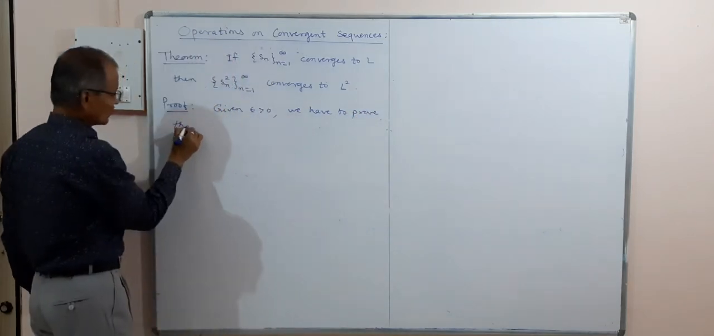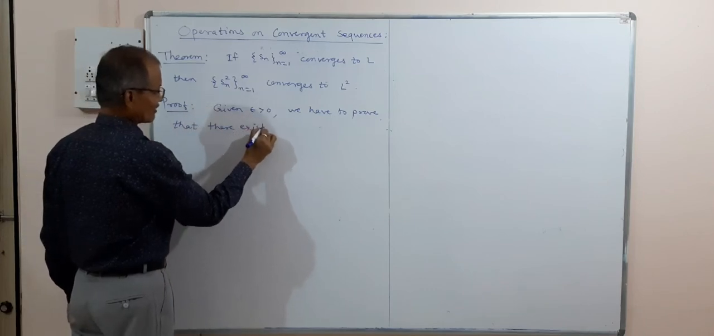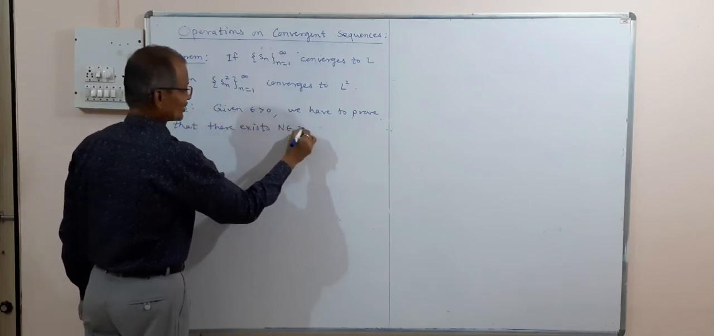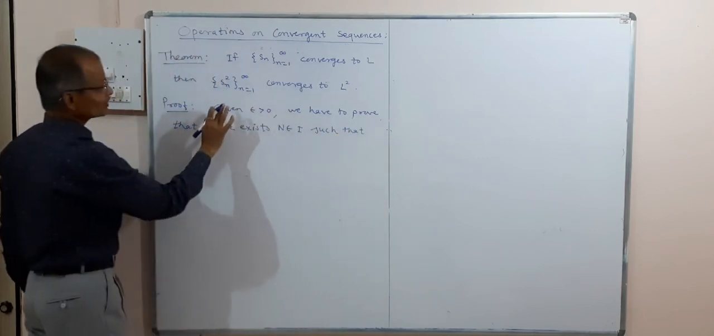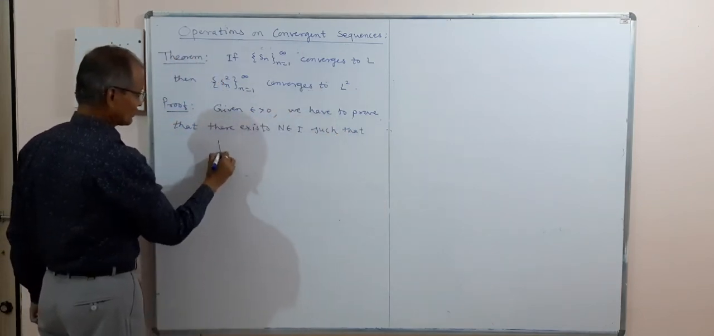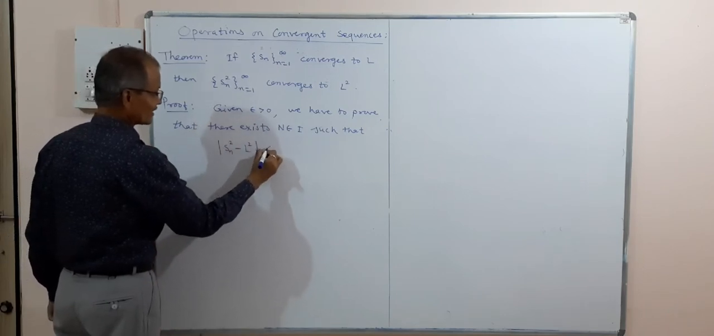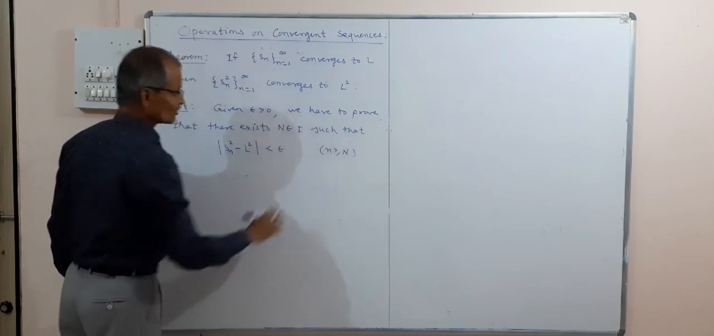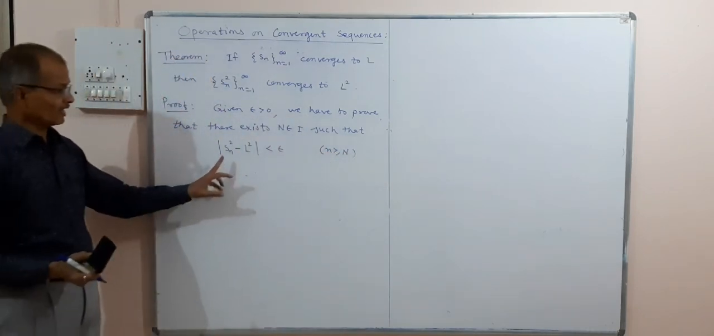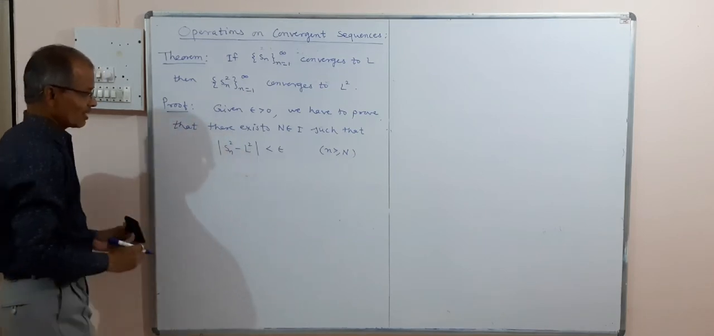that there exists N belongs to I such that the absolute difference of Sn square and L square, Sn square minus L square, is less than epsilon for n greater than or equal to N. So this is the result that we want to prove. Then we shall say Sn square converges to L square.